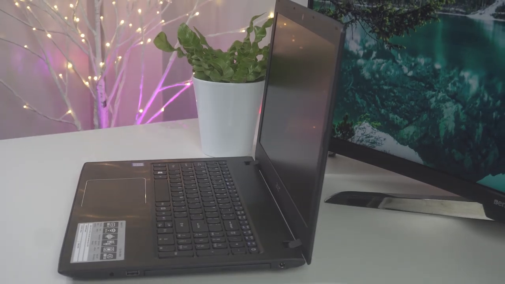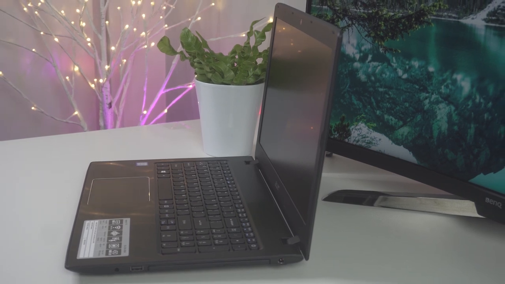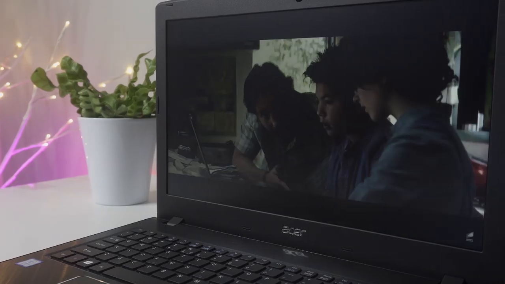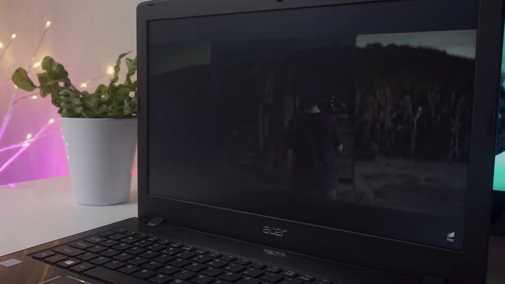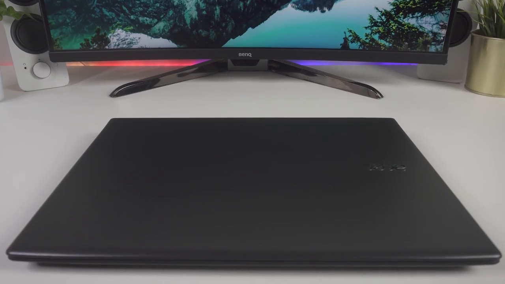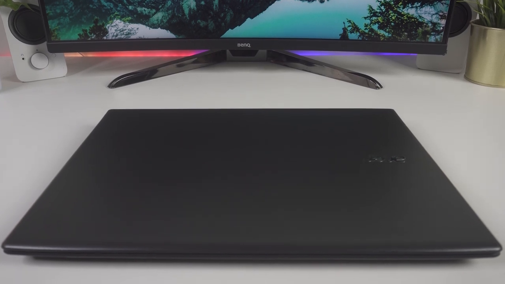Not everyone has or wants to spend thousands of dollars for a premium laptop. So at under $430, the Aspire E15 might just be the budget solution you are looking for. But how does it really measure up? Stay tuned and let's dive into the video to find out.